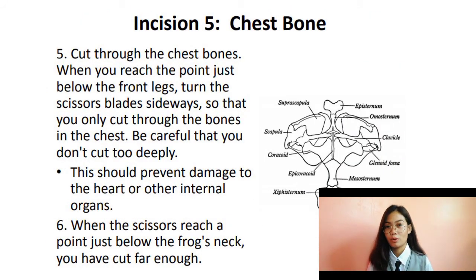Incision 5, chest bones. Cut through the chest bones. When you reach the point just below the front legs, turn your scissor blade sideways so that you only cut through the bones in the chest, and be careful that you don't cut too deeply. This should prevent damage to the heart or other internal organs. Next, when the scissors reach a point just below the frog's neck, cut far enough.